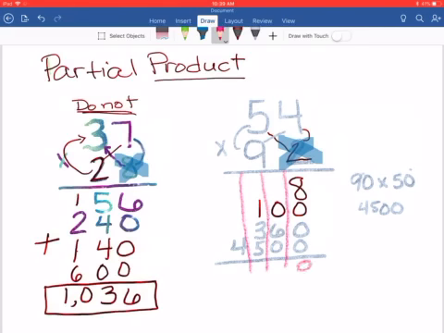So now we add 8, 6, 9, 4. 4,968. Okay. All right.